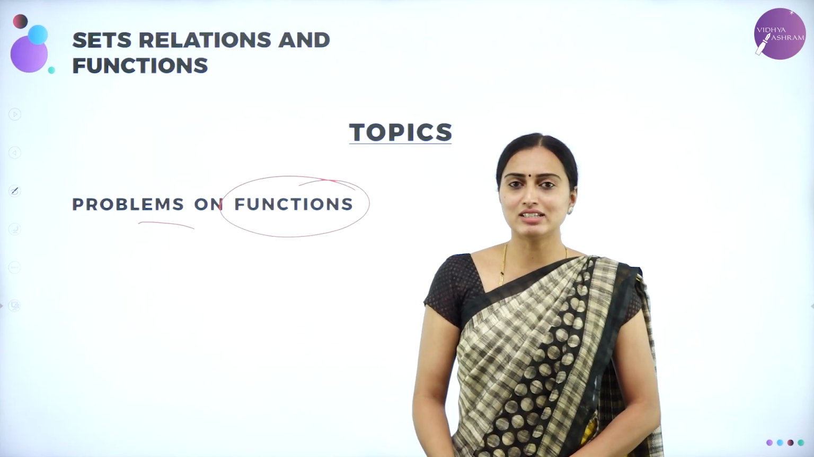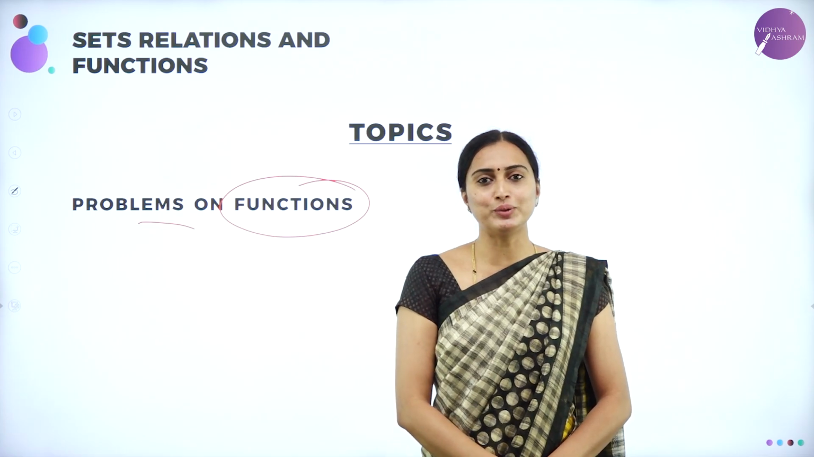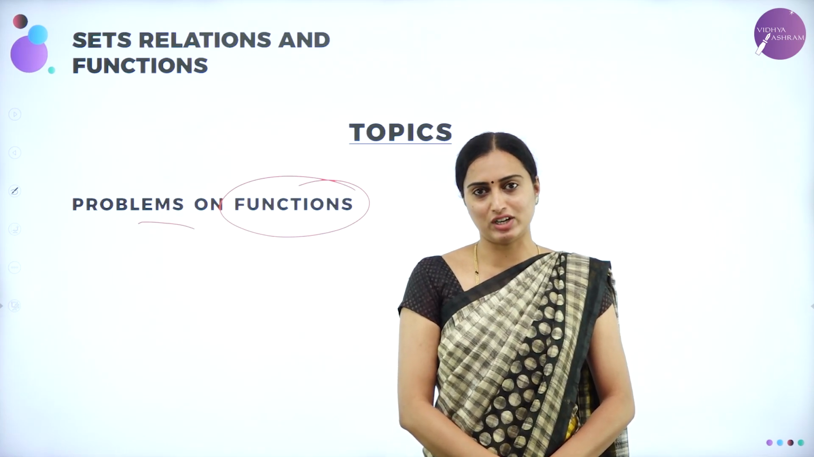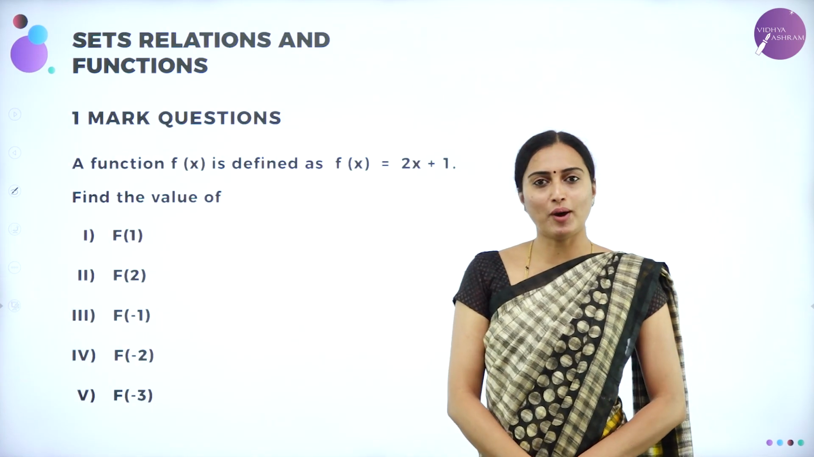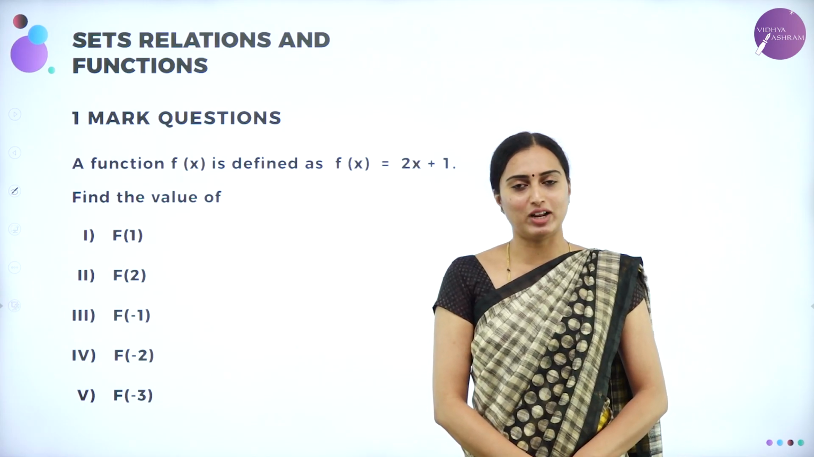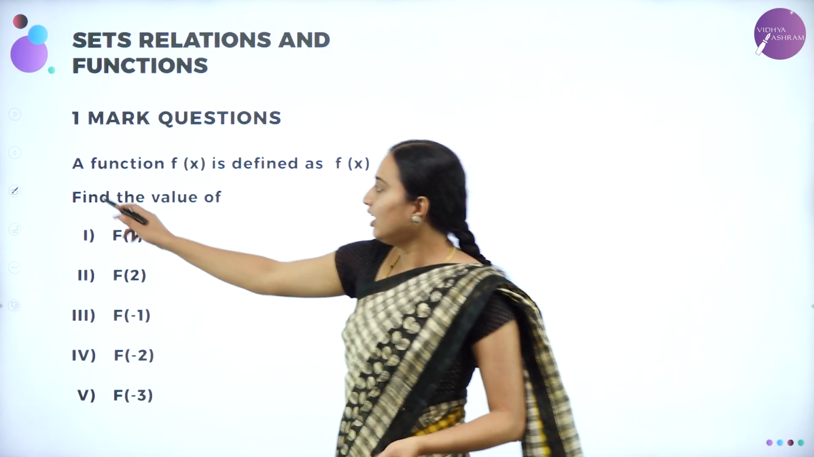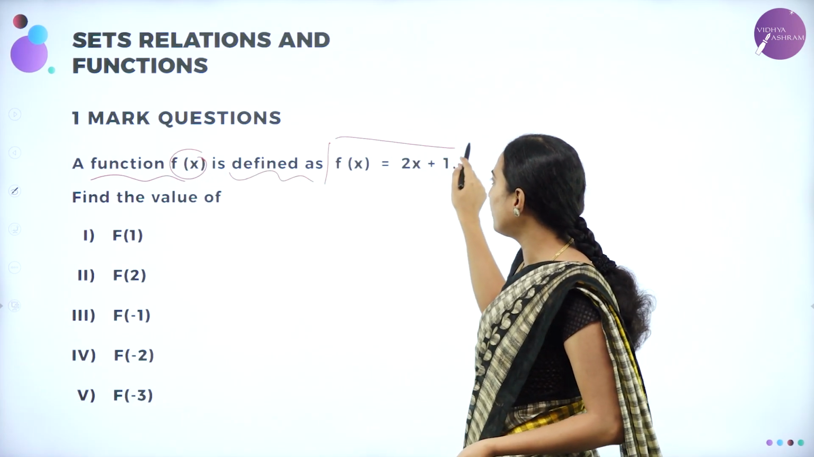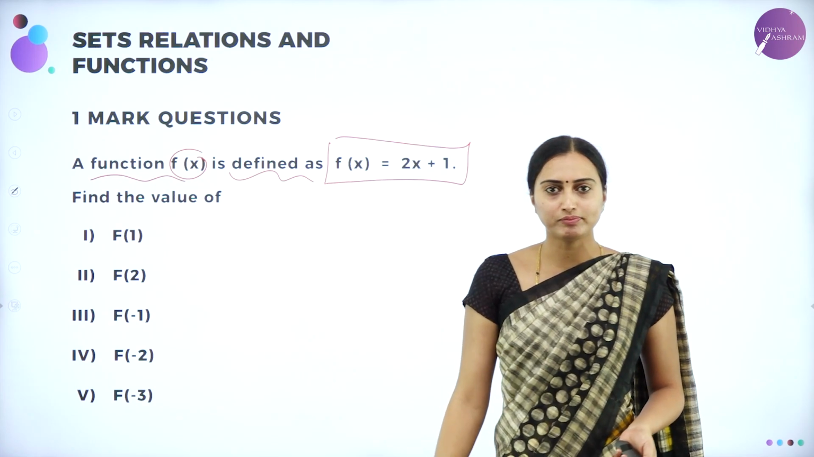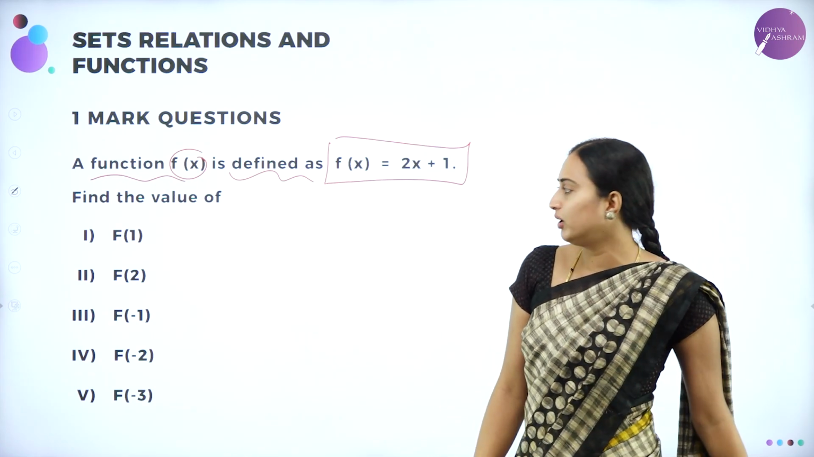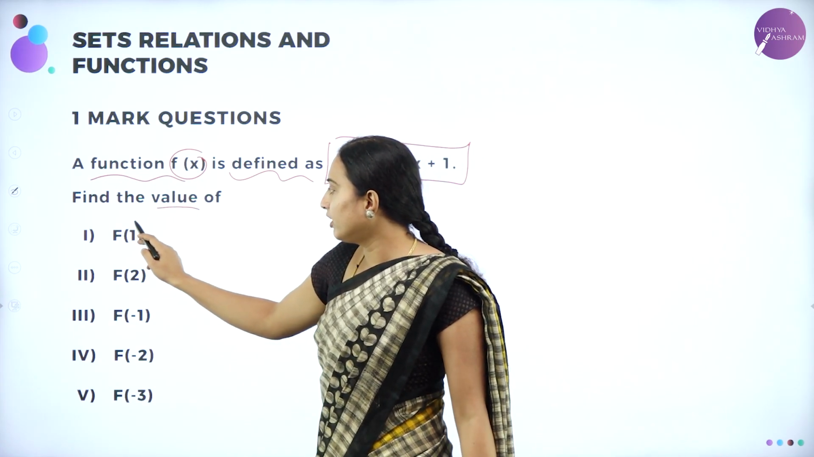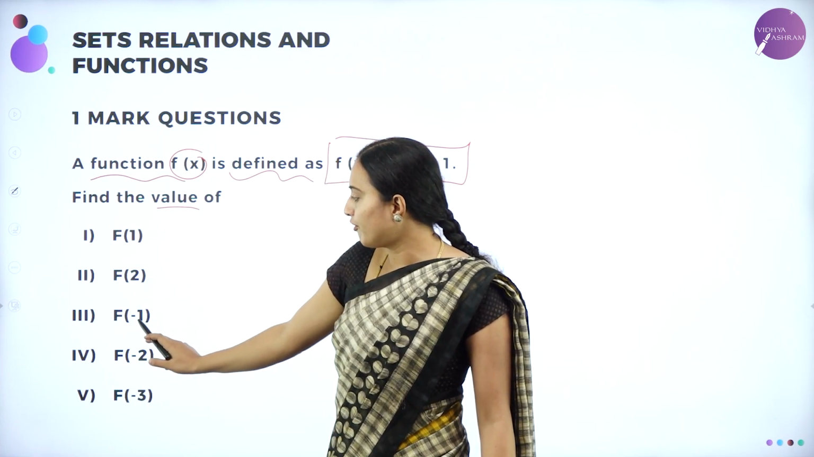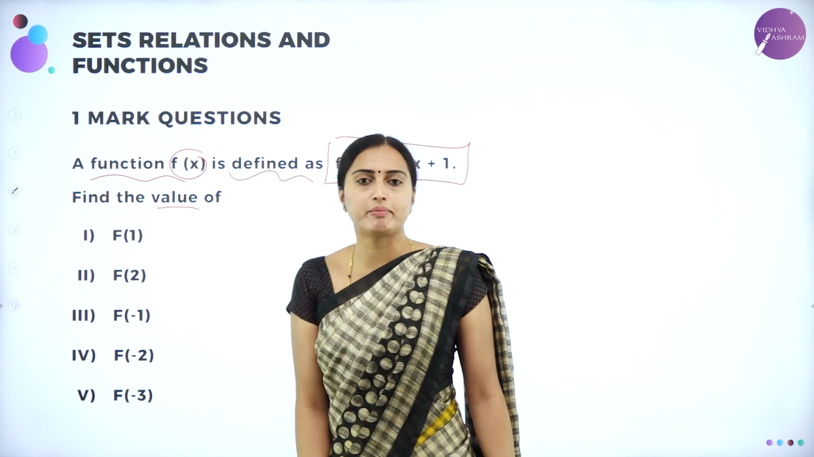Okay, so let us look into how we are going to solve the problems on functions. What is the first problem they have given? Here I have taken 1 marker questions. A function f of x is defined as f of x is equal to 2x plus 1, and they have asked you to find the values of f of 1, f of 2, f of minus 1, f of minus 2 and f of minus 3.